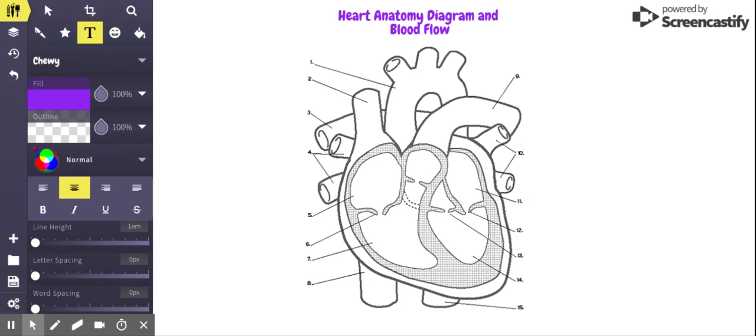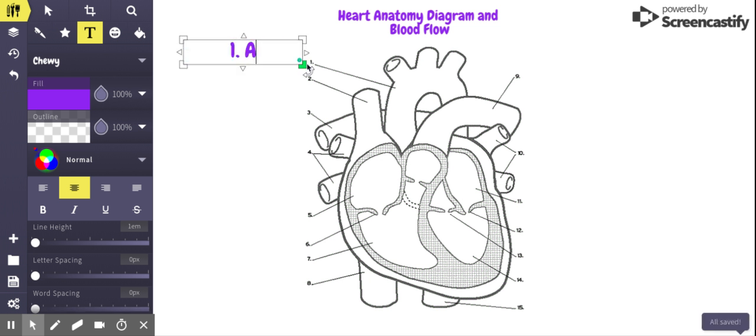Hey, how you doing? I'm going to go through a quick screencast on the anatomy of the heart as well as the blood flow, so you can at least identify where oxygenated blood comes in, and where deoxygenated blood goes. So I'm just going to go around and, to the best of my ability, quickly identify all of these parts.